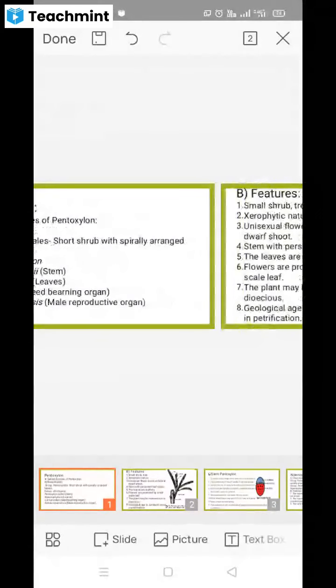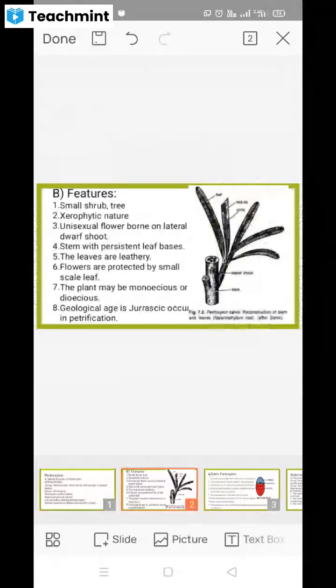First of all, we have to focus on the features of the Pentoxylon plants. This Pentoxylon is a small shrub tree. It is a small shrubby plant, shrubby meaning its height is up to 3 feet. Then this plant shows xerophytic nature. This plant shows some xerophytic characters. So what are the xerophytic characters? Anybody knows?